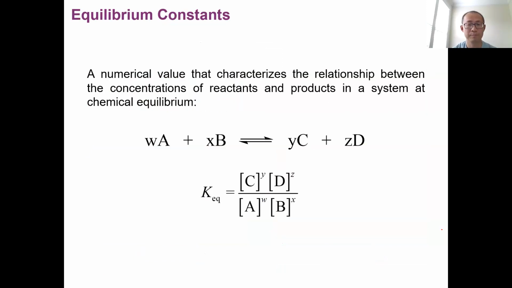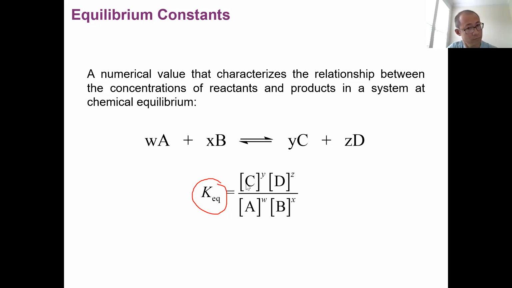Now, once the reaction reaches equilibrium, we have a mathematical equation to describe the location, or the position I should say, of the chemical equilibrium. That mathematical term is called the equilibrium constant, Keq. K stands for constant, EQ stands for equilibrium. So the expression of the equilibrium constant is shown here.